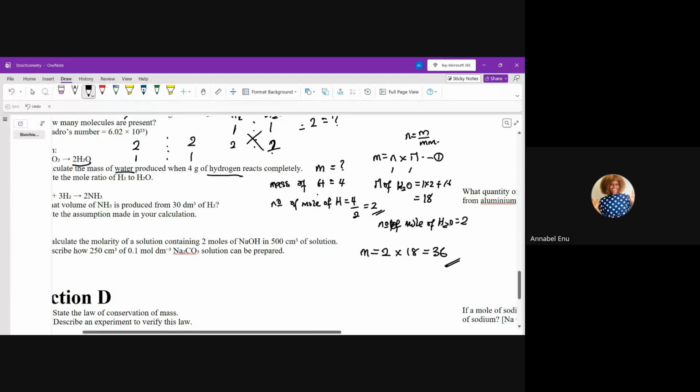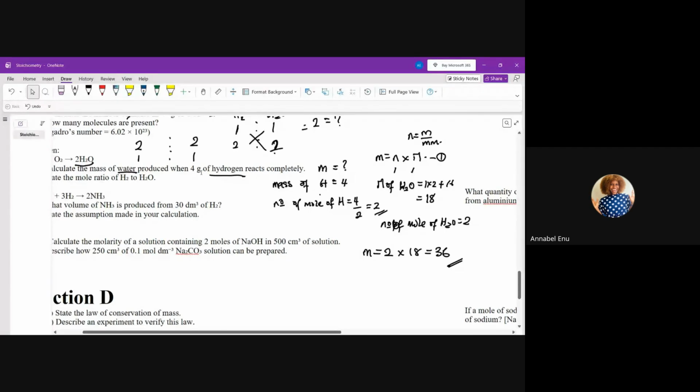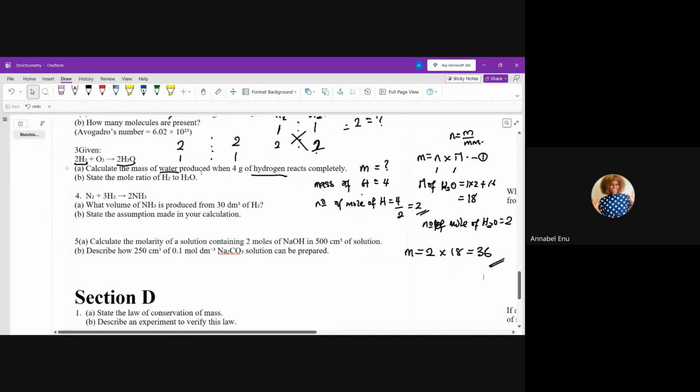So our mass of water is 32 grams. Winner, not winners. Melody, do you understand? Yes, ma. Okay. All right. So please, if you have questions, you can start asking now, based on what we have done so far.